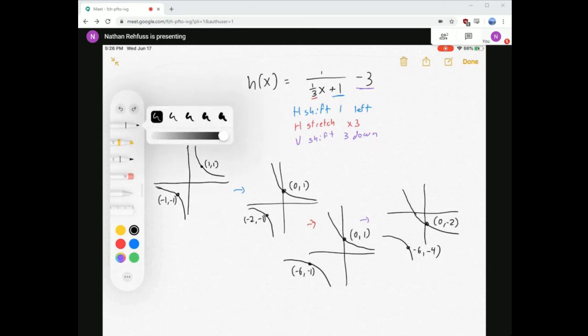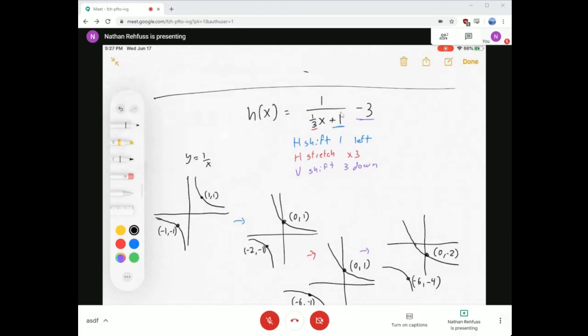Okay, so there's our graph. And you can check your work. If I plug in a 0, I'm going to get 1 divided by 1 minus 3, and that really is -2. If I plug in a -6, this whole thing is a -2. Add 1, and we've got -1. 1 over -1 is -1. Minus 3 is -4. So these points are where they belong.